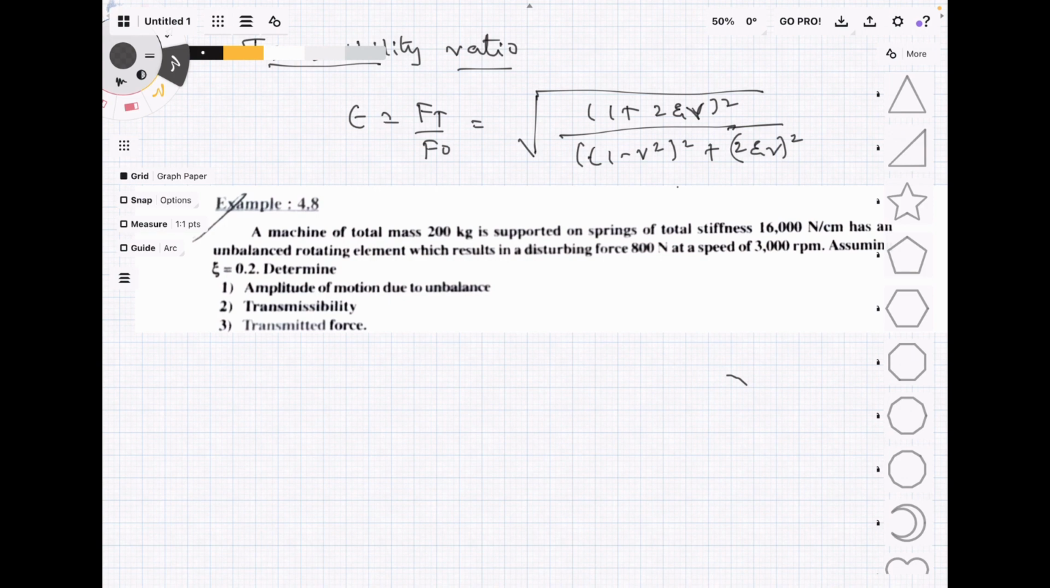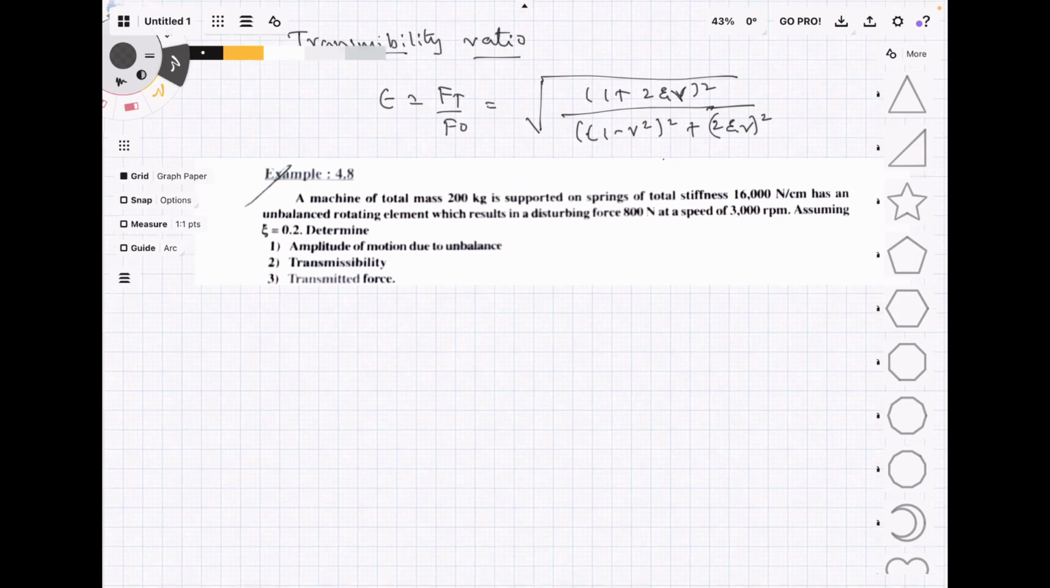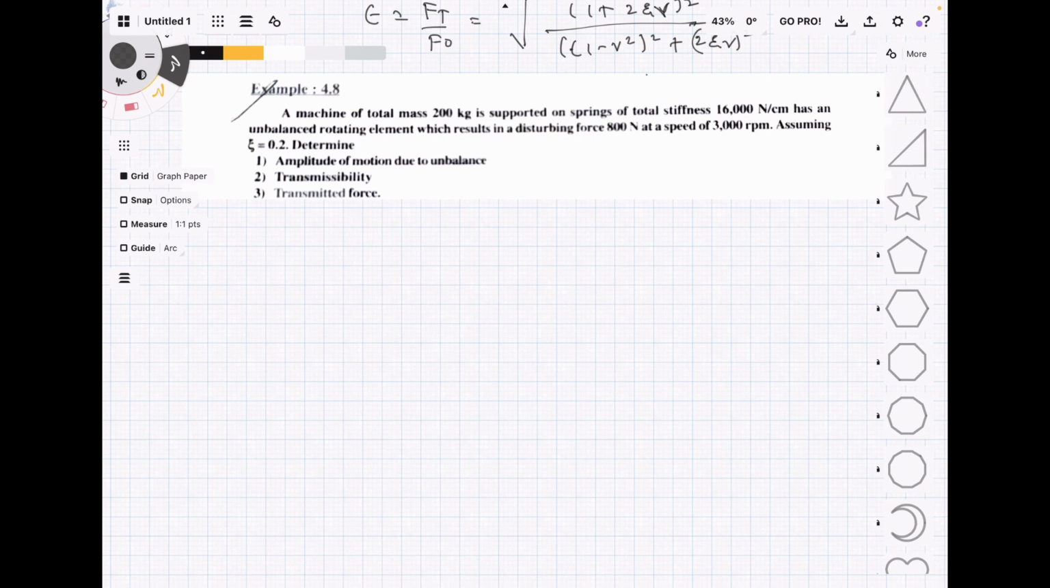This is the first problem which we will be solving here. The problem definition says that a machine of total mass 200 kg is supported on a spring of stiffness 16,000 Newton per centimeter, and has an unbalanced rotating element which results in a disturbing force of 800 Newton. At a speed of 3000 rpm, assuming zeta, which is the damping factor, equal to 0.2, determine the amplitude of motion due to unbalance. Second is transmissibility, and third is transmitted force.